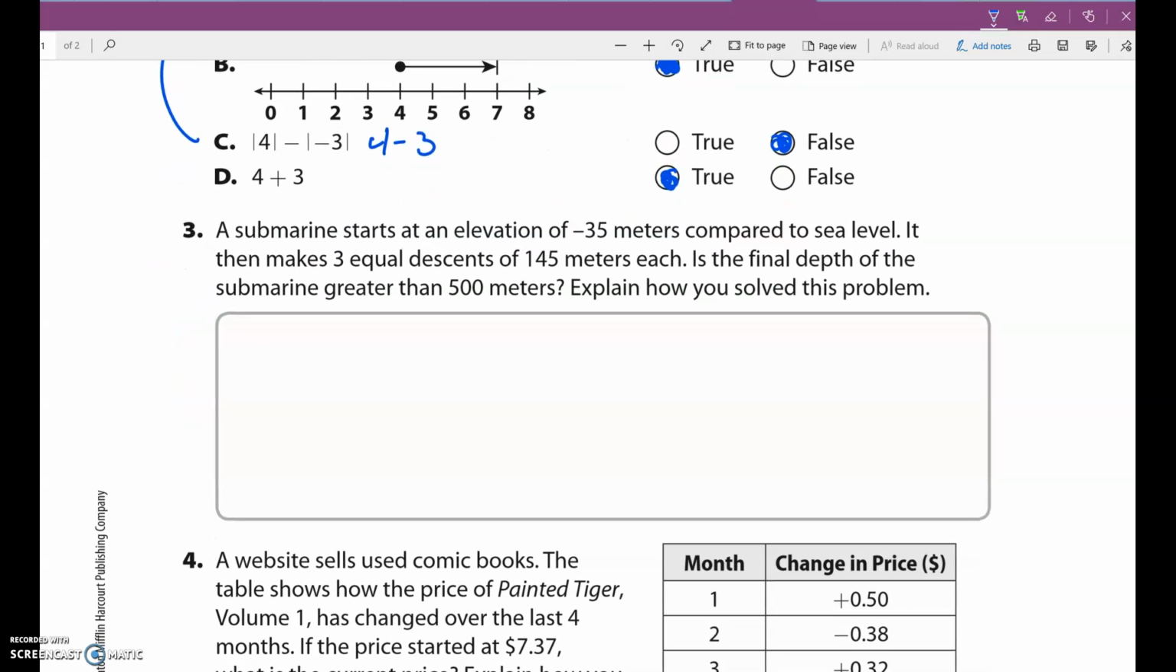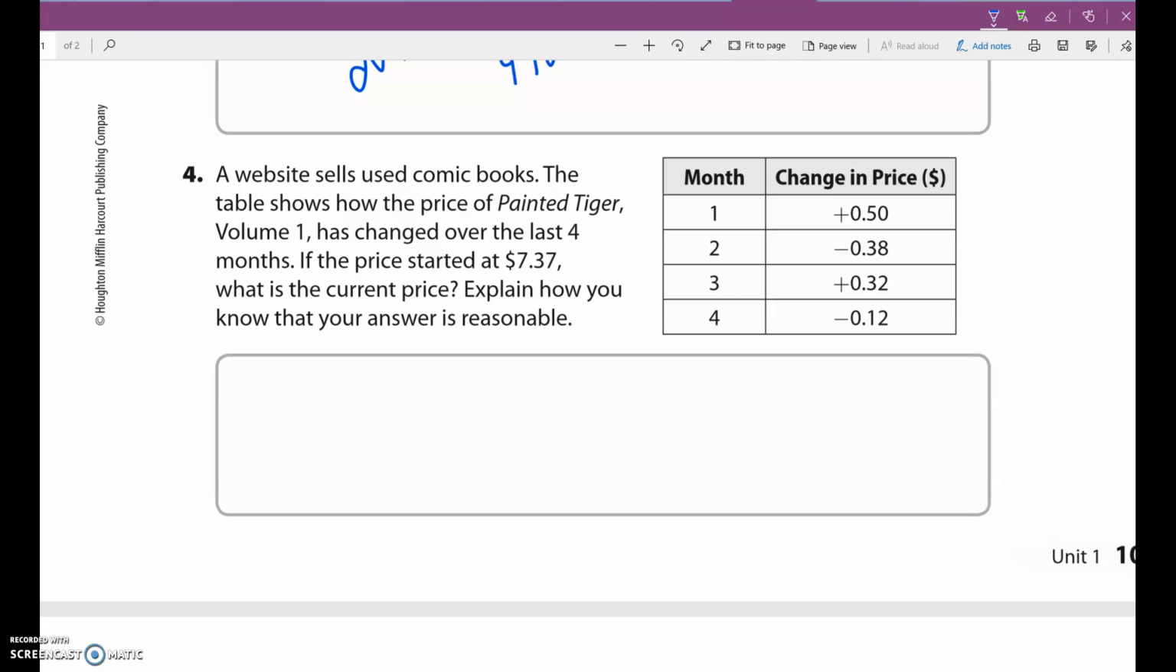Answer to number 3 will be the depth of, and the answer to 4, they're going to end up at $7.69.